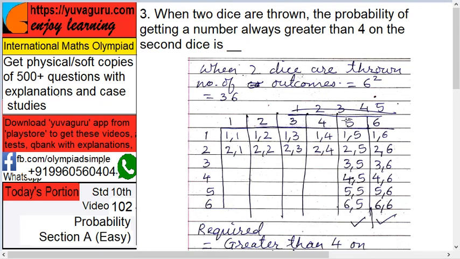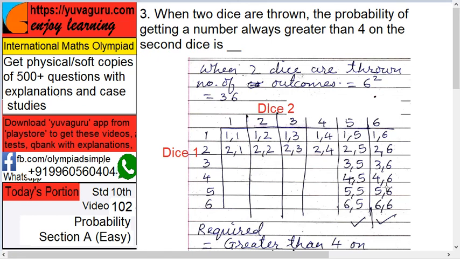And what do we want? Greater than 4. Means it should be 5 and 6 on the second die only. We'll consider this as first and this as second. See, this is dice 2 and this is dice 1. So we want greater than 4 on dice 2. So it should be 5 and 6 on dice 2 only. On dice 1 it can be anything, right?